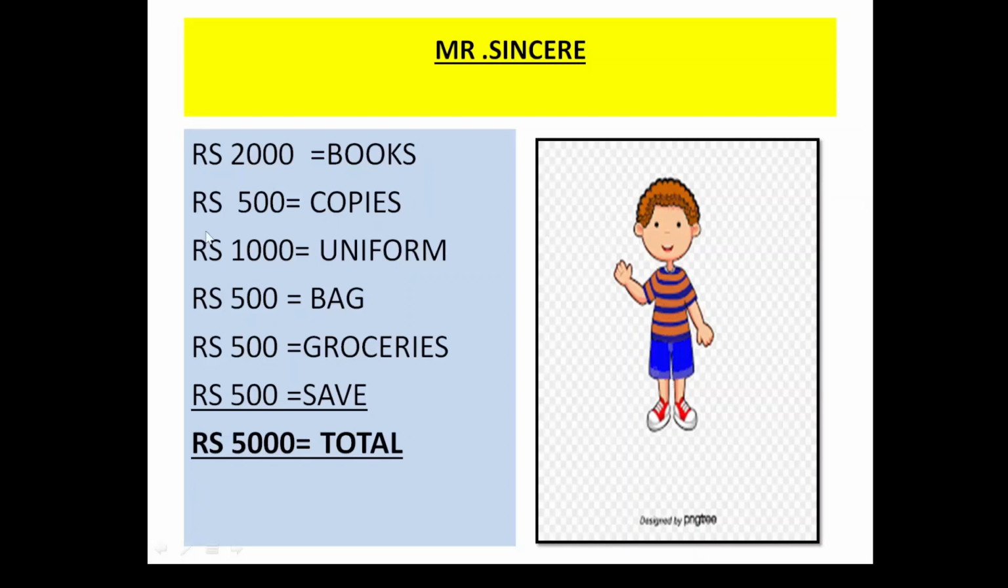Though he wanted to wear the t-shirts of his choice and also wanted to have pizza, he spent his 5,000 rupees as prescribed by his parents: rupees 2,000 for the books, 500 for the copies, 1,000 for the uniform, 500 for the bag. He bought some groceries, so rupees 500 for his home, and at the same time saved rupees 500. But do you think he was most happy? Let us find out.